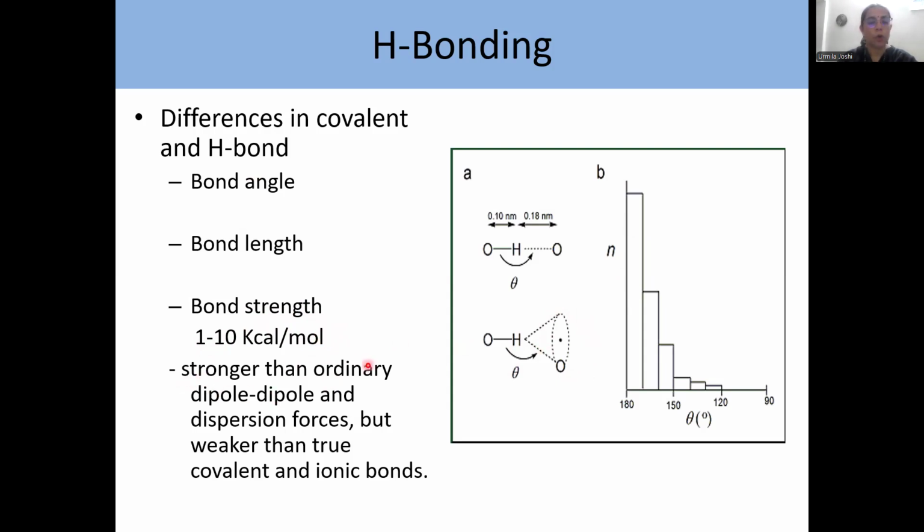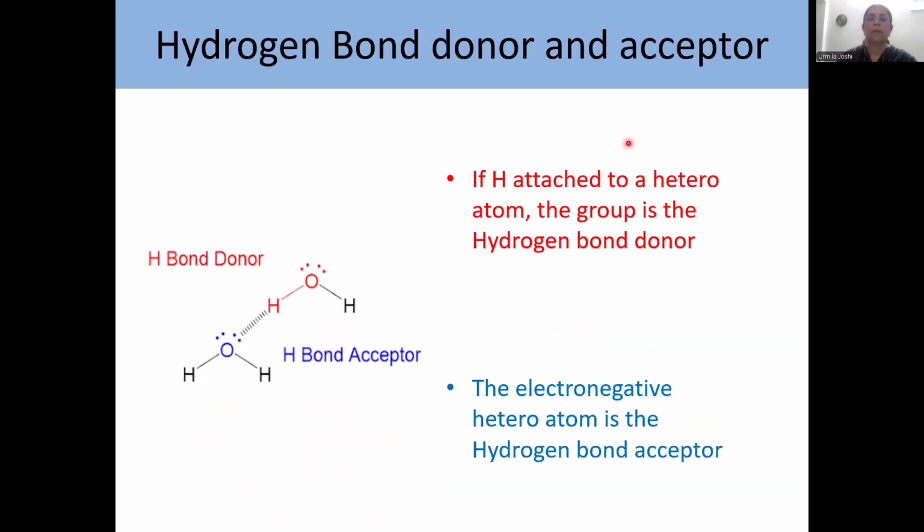This hydrogen bond is stronger than ordinary dipole-dipole and dispersion forces. But it is weaker than a covalent bond. It is also weaker than an ionic bond. Look at this. There has been a hydrogen bond formed between two molecules of water. In these two molecules, one acts as a hydrogen bond donor. This is a heteroatom to which hydrogen is attached, and this entire OH group is called a hydrogen bond donor because it donates hydrogen for hydrogen bond formation.